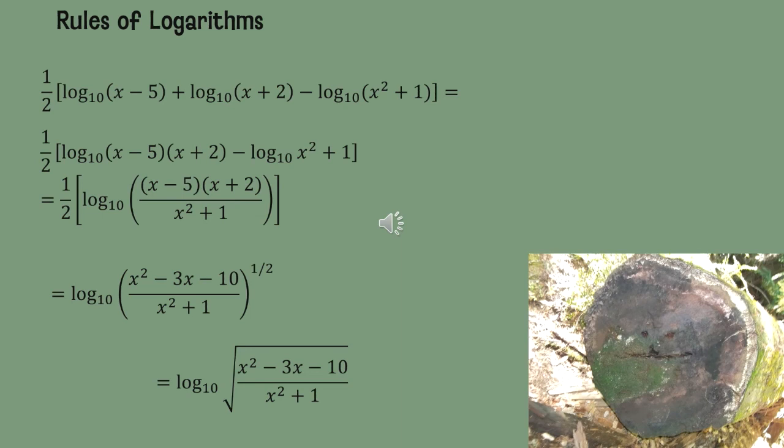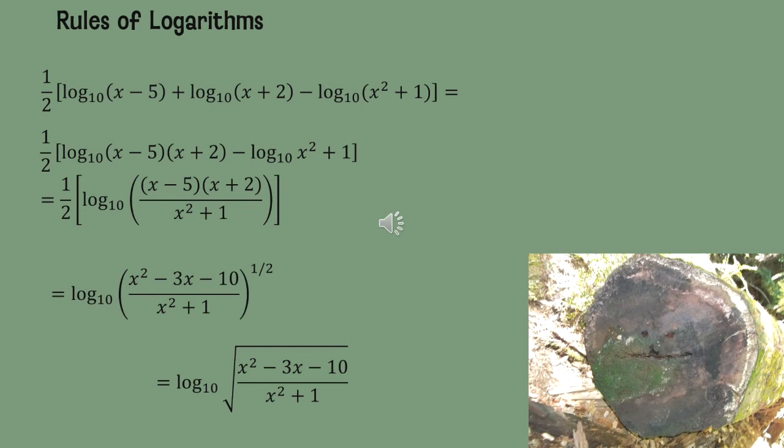Look at this long expression. We have 1/2 times the quantity log base 10 of x minus 5 plus log base 10 of x plus 2 minus log base 10 of x squared plus 1. And if I think about my rules of logs, where I was adding log base 10 of x minus 5 and log base 10 of x plus 2, I could rewrite that as log base 10 of x minus 5 times x plus 2, which will actually give me the quadratic polynomial x squared minus 3x minus 10.